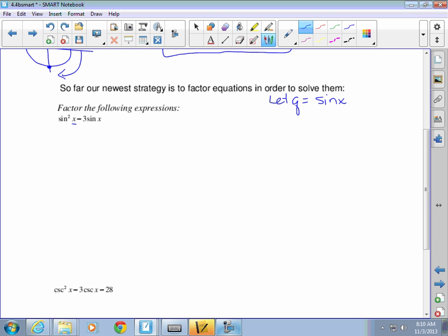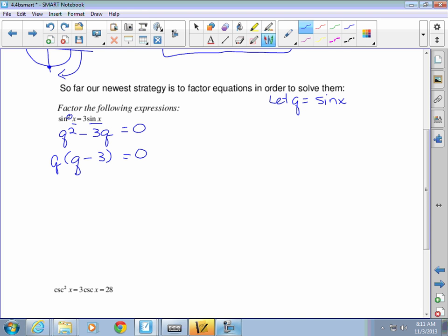So that means if q is equal to sine x, in this one I have a squared. So I have q squared minus, and this sine x I'm substituting in with a q, so I have minus 3q. So now this is just regular factoring. I set this equal to 0 because I'm solving. So if I factor, I'm going to GCF a q to get q minus 3. So I have q times q minus 3 is equal to 0.